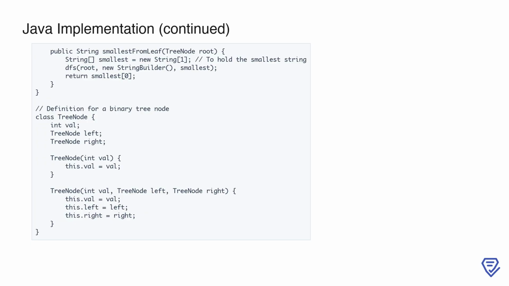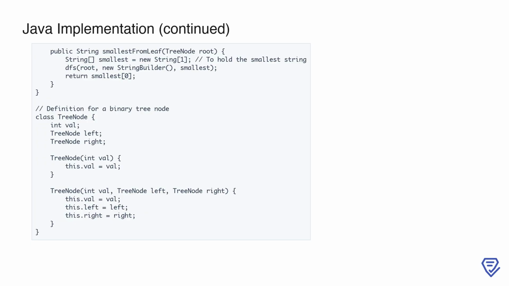Now, the smallestFromLeaf method acts as the entry point for the solution. It initializes an array called smallest to store the smallest string found during traversal. Using an array here allows us to update its value inside the recursive calls since arrays are passed by reference in Java. The DFS helper method is then invoked with the root node, an empty StringBuilder to build the paths, and the smallest array. Once the DFS traversal is complete, the method returns the smallest string stored in the array.